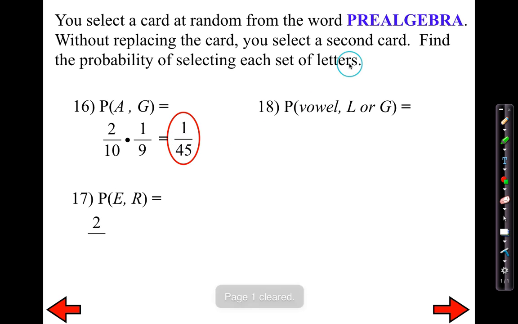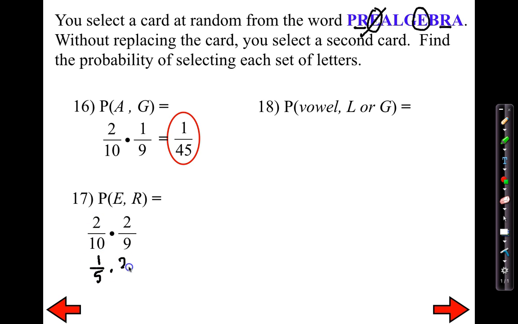Okay, next one. What's the probability of getting an E? Well, there's 2 E's, 2 out of a total of 10. R, there are 2 R's. But notice again, since one of the E's is going to be removed, let's go ahead and eliminate the first one this time. There's only going to be 2 out of 9 this time and not out of 10 anymore because one was taken out. So we're going to write 2 out of 9. I'm going to check if I can reduce. I can reduce this to 1/5 times 2/9. Can I cross reduce? The answer is no. So I'm going to multiply straight across and my answer is going to be 2 out of 45.